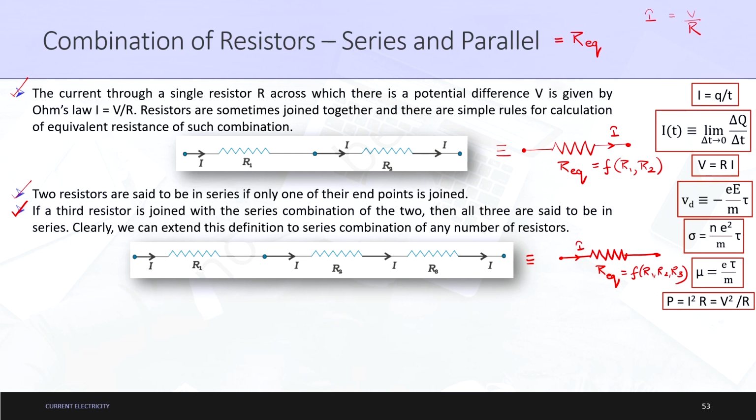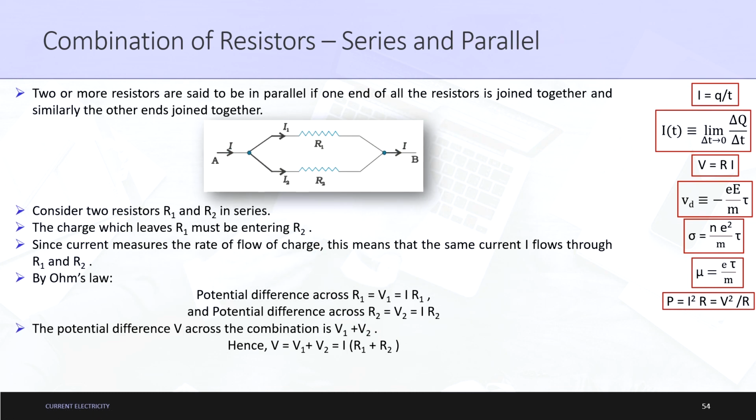Clearly we can extend this definition to a series combination of any number of resistors. We can add one more resistor here and again one more resistor here, and hence those 5 resistors can also be said to be in series. Next is the parallel concept: two or more resistors are said to be in parallel if one end of all the resistors is joined together. As you can see, one end of both the resistors is joined together. Similarly, I can increase this also, so these 4 resistors are also said to be in parallel.